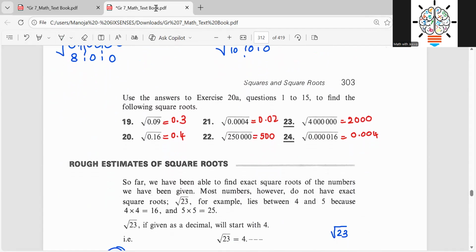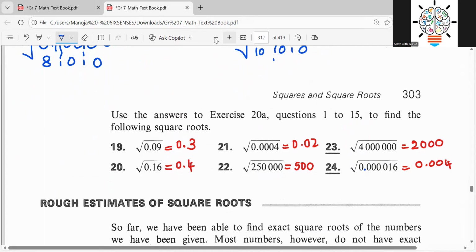Here now you just see this one. This is the decimal one. Wait, I will make it bigger. Right? So what I do, this is the decimal one, and I segregate like this. Here it is 0, 0, 4, 0.004.